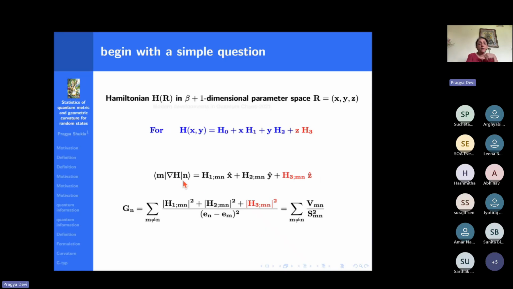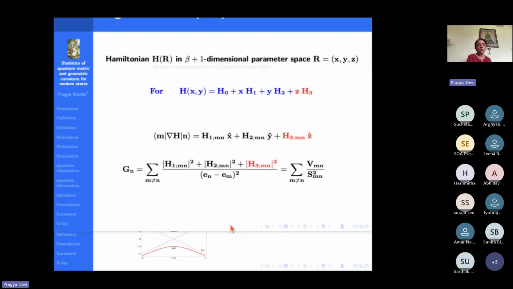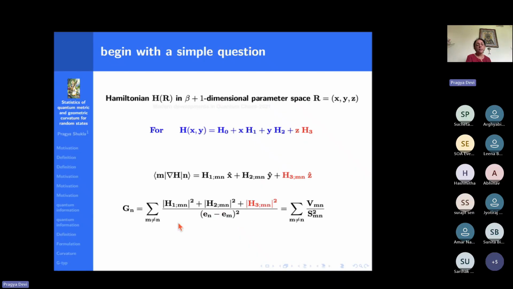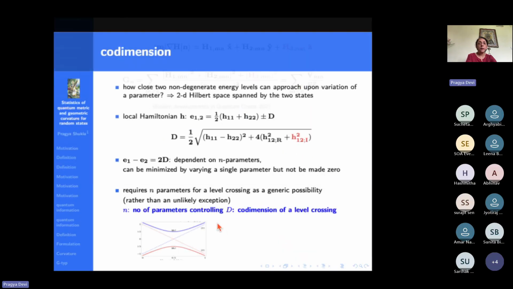You can calculate the matrix element of the perturbation in the eigenbasis of Hamiltonian H, and it turns out to be this. You can write down the curvature of the metric of the nth eigenstate in this form. Now, the important thing here is that if you considered a 2 by 2 Hamiltonian, then there would have been only 2 levels. Now, 2 levels, let us look at the 2 levels.